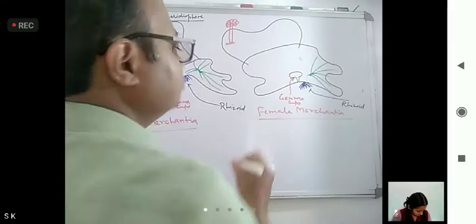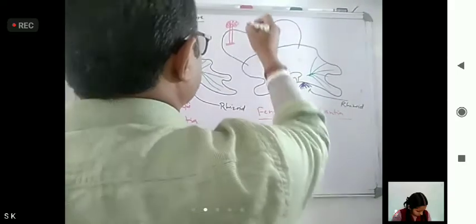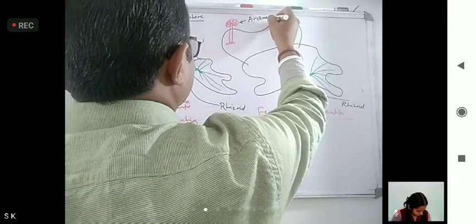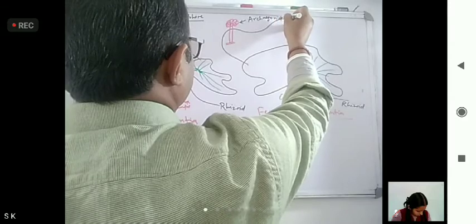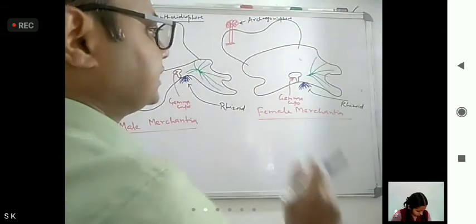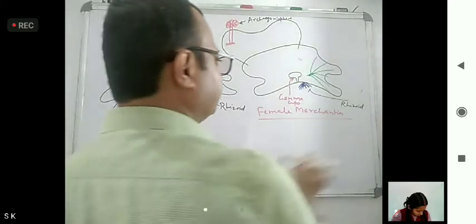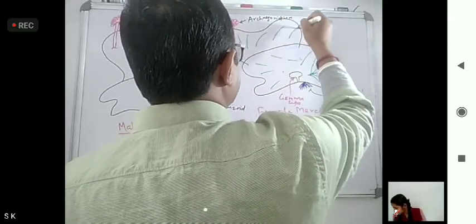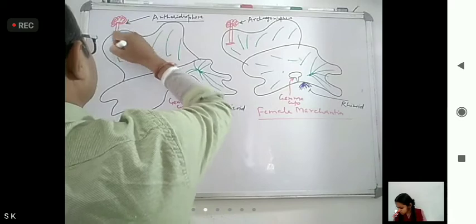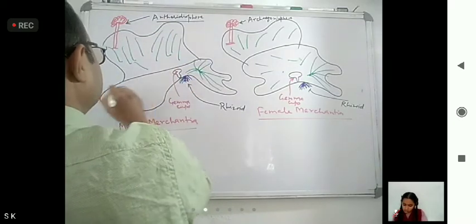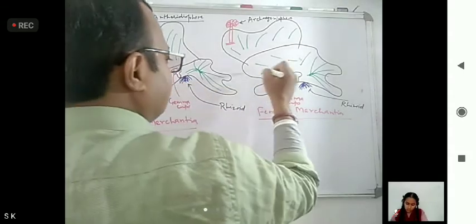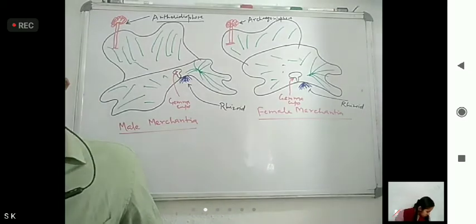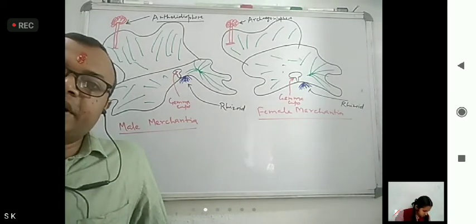Since they are homosporous in nature, you cannot identify that. Okay, so it is archegoniophore. Any type of structures they may contain, but these two, antheridiophore and archegoniophore, this you have to see. This is the only differentiation that can be identified in male Marchantia and female Marchantia.